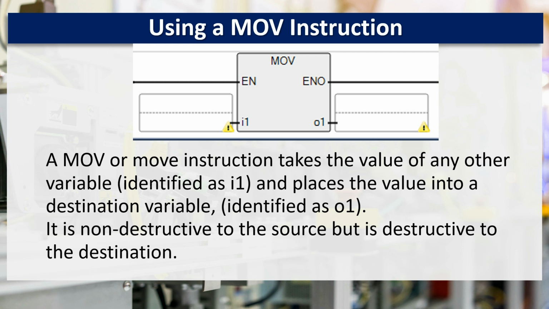A MOV, or move instruction, takes the value of any other variable identified as I1 and places the value into a destination variable identified as O1. It is non-destructive to the source, but is destructive to the destination. What we mean by that is non-destructive means that the source remains the same and unchanged, but the destination is overwritten, hence they call it destructive.